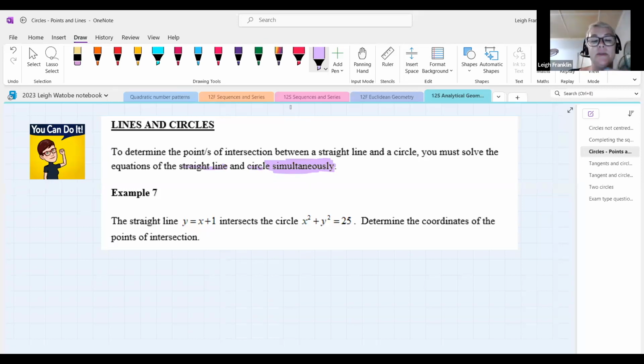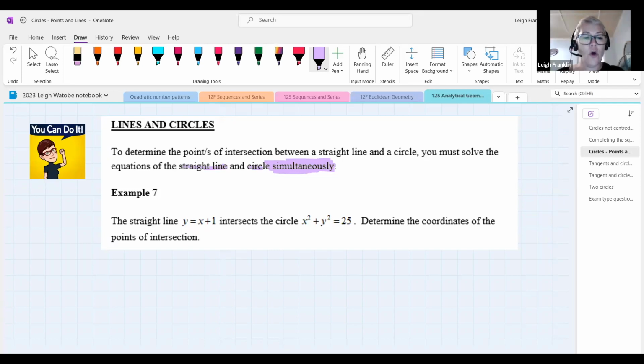So a really super simple example for you to get started with. The first equation they give us is the one of the straight line. It is the line y equals x plus 1. So we all know that that is a straight line, a diagonal straight line with a positive gradient, and it intersects the circle x squared plus y squared equals 25. They want us to determine the coordinates at the point of intersection.